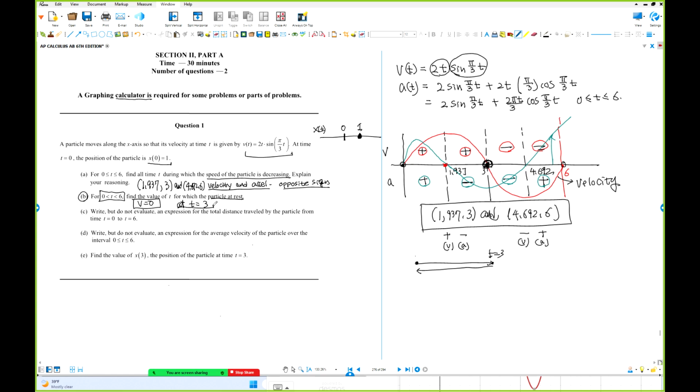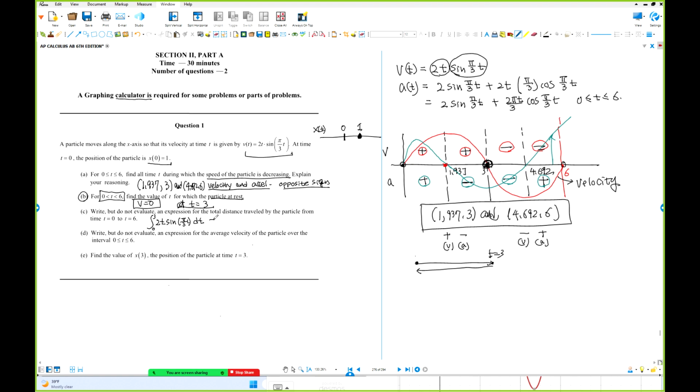All right, the third part: write but do not evaluate an expression for the total distance traveled by the particle from 0 to 6. From 0 to 3, you move to the right. We're going to separate, right? From 0 to 3, move to the right, and 3 to 6 is move to the left. So for travel distance, we want positive distance. We're going to add, right? To the right. Travel distance is what? Velocity and integral, right? Velocity is what? 2t sine(pi over 3 t) dt from where? From 0 to 3 only, okay? That is the move-to-the-right distance.